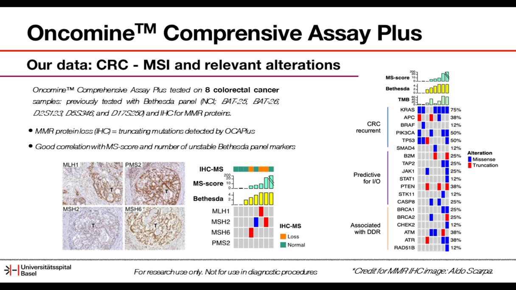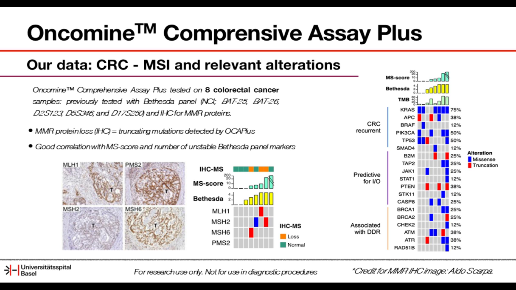We also characterized, using the Oncomine Comprehensive Assay Plus, 8 colorectal cancer samples that were previously tested with the Bethesda panel for microsatellite instability, and they also were tested via immunohistochemistry for mismatch repair protein loss. And here you can see a representative immunohistochemistry of the 4 proteins that are usually tested, and of which loss indicates mismatch repair deficiency.